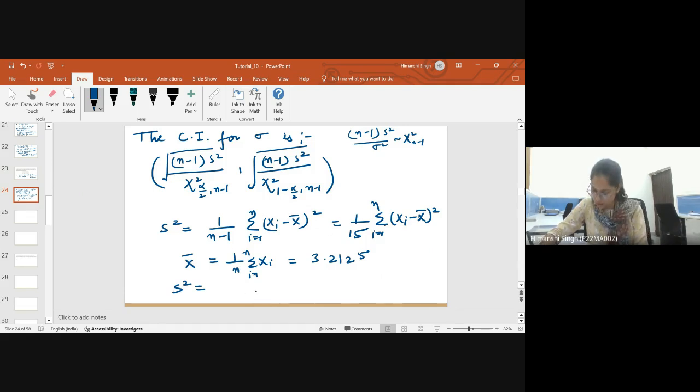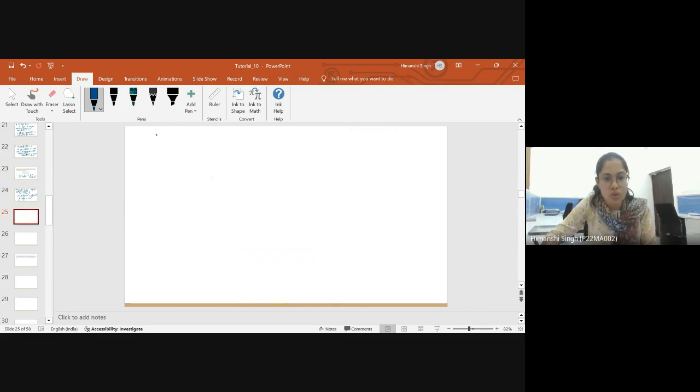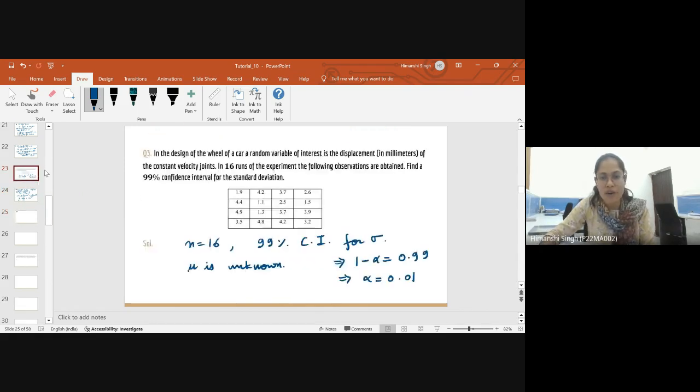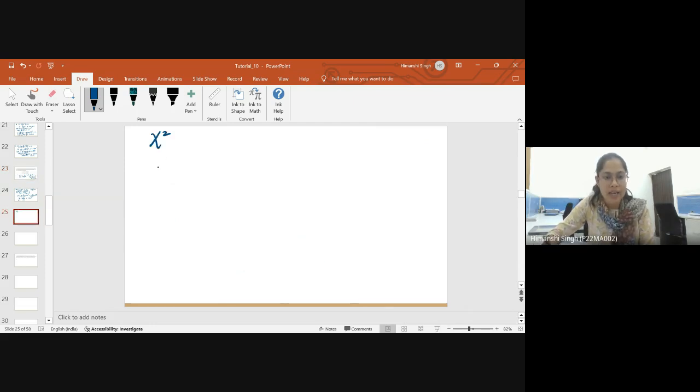I'm writing here the value of this. So it is coming out to be 1.561. Okay, so this is s square we have. So we know s square, we know n. We do not know this chi square alpha by 2, n minus 1. So what is alpha? Alpha here is 0.01. So alpha by 2 will be 0.005.